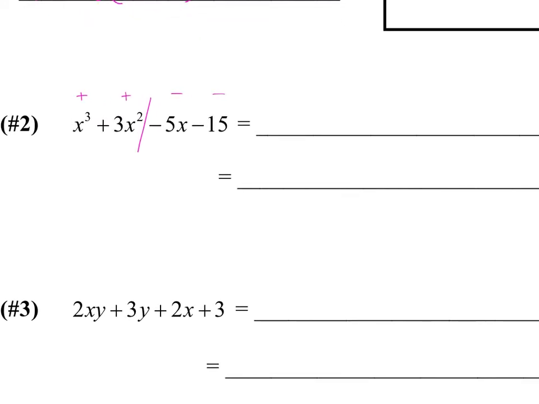What's the GCF out of x cubed plus 3x squared? We can pull out an x squared. And then what's left when we divide by x squared? We're going to have x plus 3.